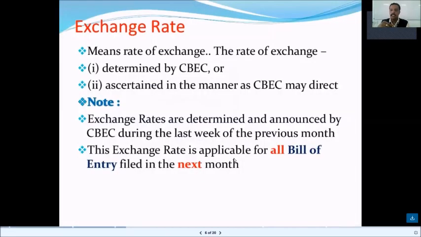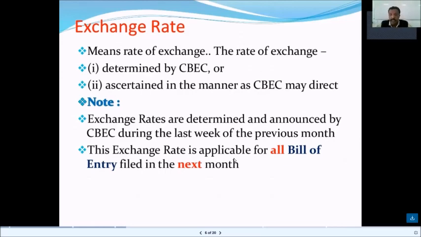Payment has to be made in the concerned country's currency. Say, for example, you are importing some products from the US. You will have to pay in dollars. And this exchange rate, since it is fluctuating, is fixed by the Central Board of Excise and Customs in the last week of the month. And for the following month, they will find out the value or the price of the commodities imported only based on the price which was fixed.